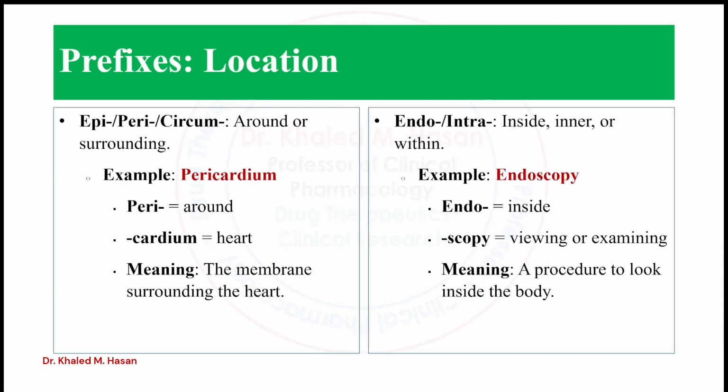Speaking about the prefixes regarding location, the first ones, epi, peri, or circum, mean around or surrounding. Here we talk about pericardium: peri means around, cardium means heart, so the membrane surrounding the heart. Another, endo and intra, mean inside, inner or within. So we have endoscopy: endo means inside, scopy means viewing or examining, and the meaning is a procedure to look inside our body.